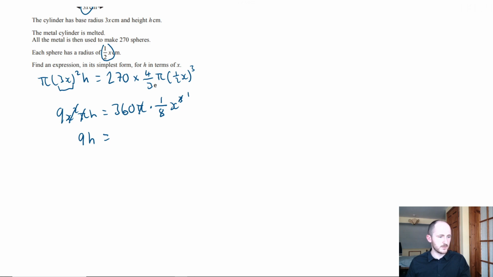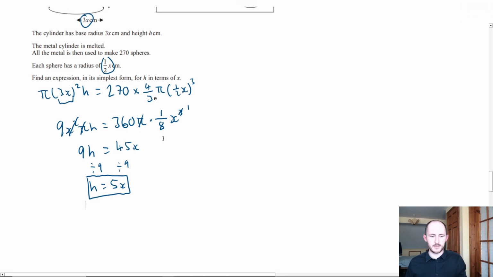Yeah, it is paper 3, so we're just going to quickly use a calculator. So that equals 45x. Since it wants h in terms of x, we're going to divide both sides by 9. And we get h is equal to 5x. So nice and neat.